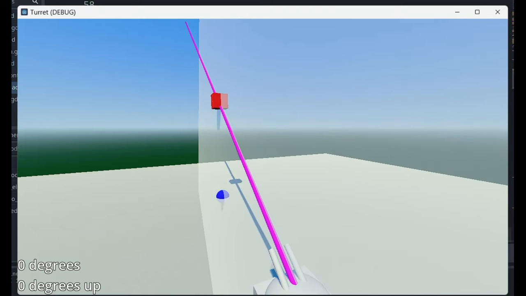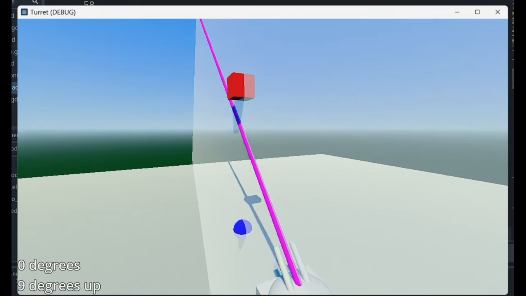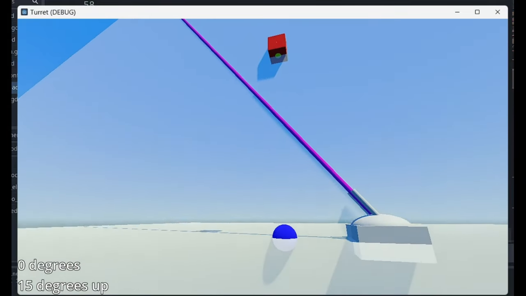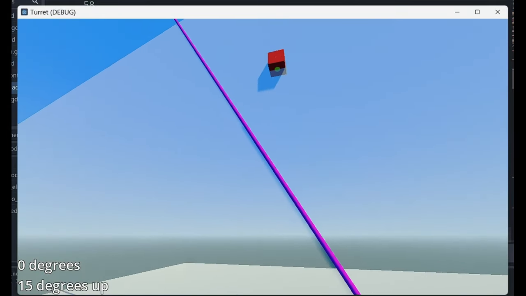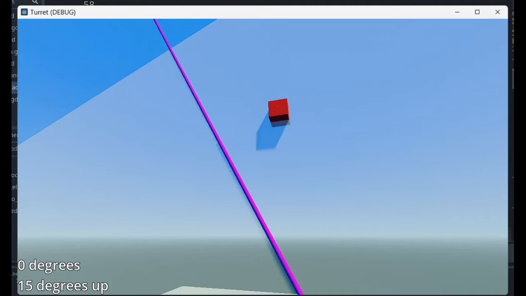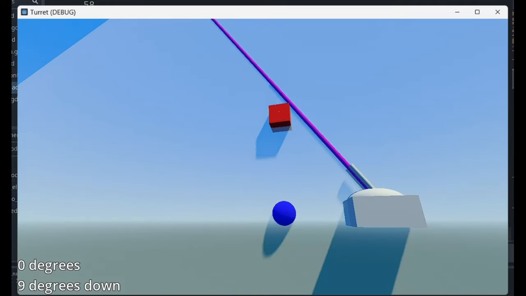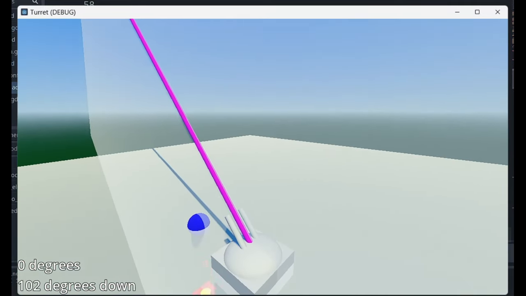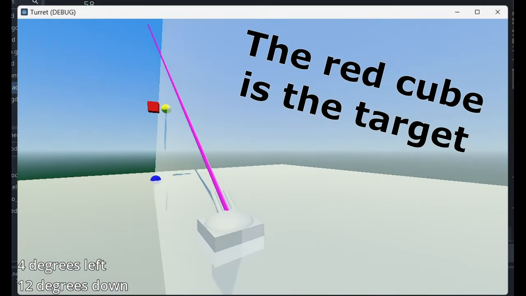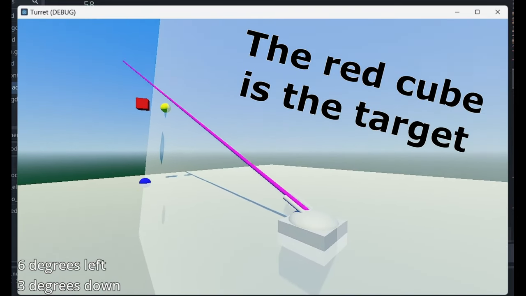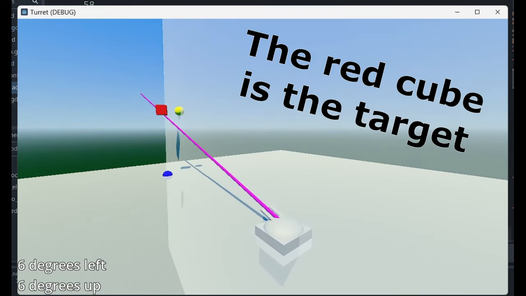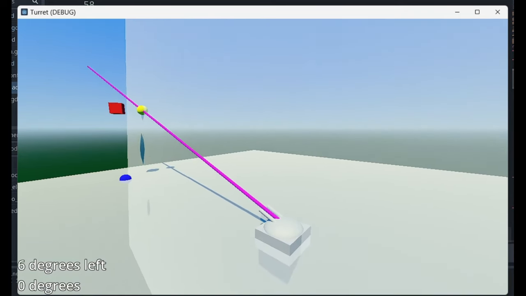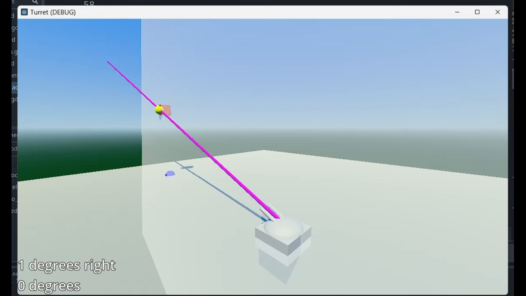Basically what I need to do is project the target position onto each of these two planes, and then just figure out in that plane what is the rotation I need to get closer to that projected point. In the video you're seeing here, the blue sphere is one of the projections. It's the one onto the horizontal plane of rotation, and the yellow sphere is onto that elevation plane.